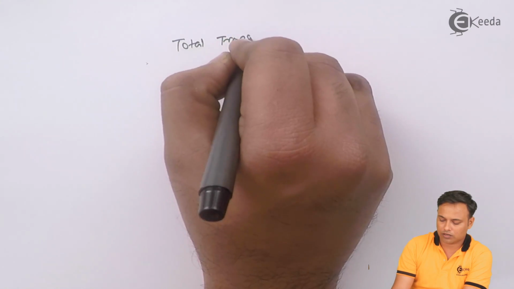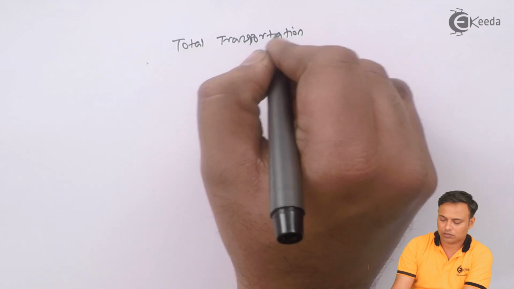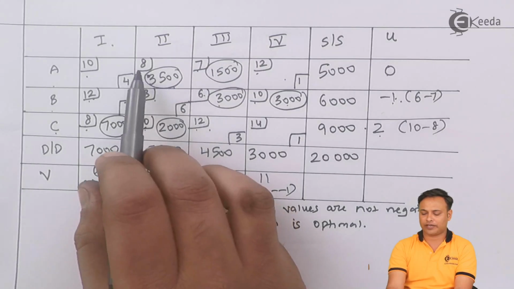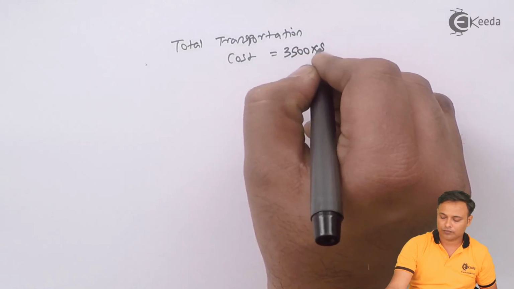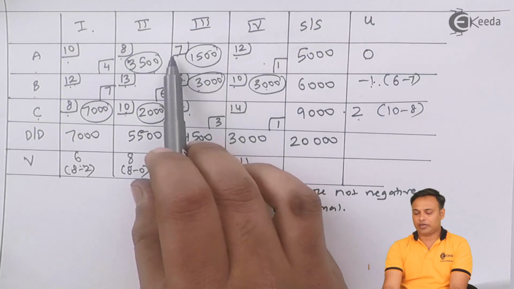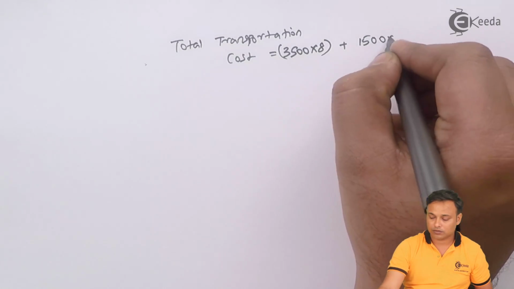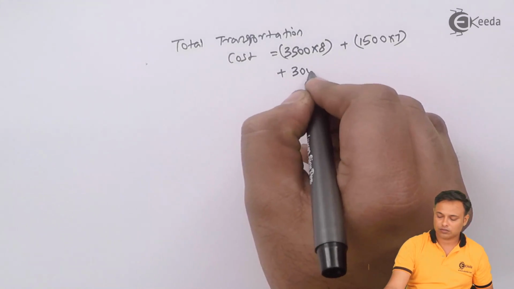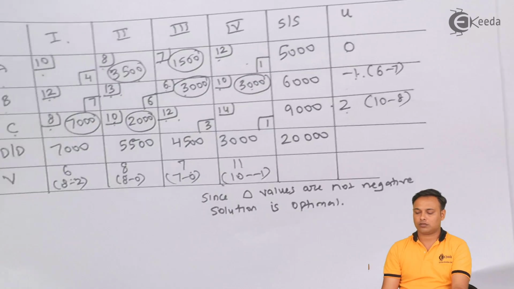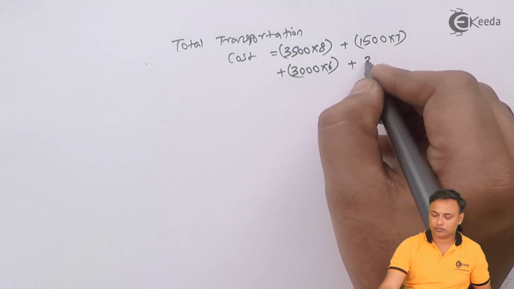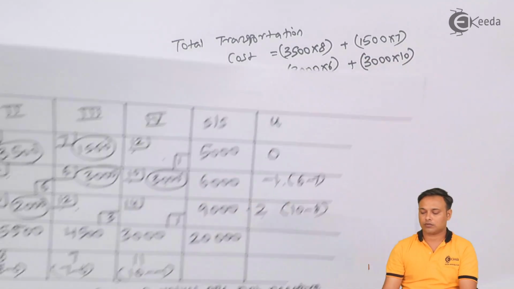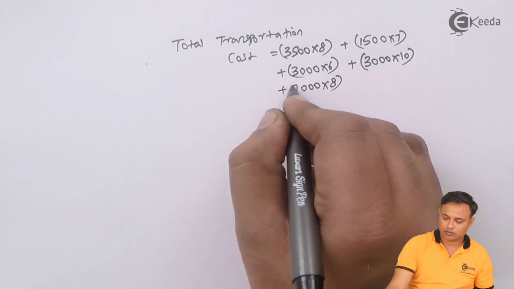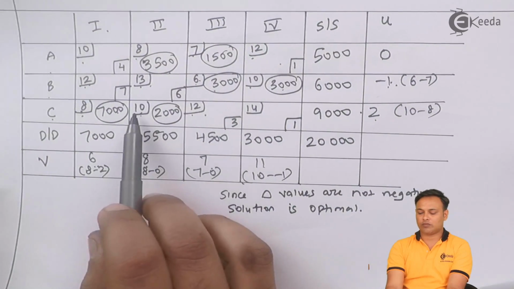Total transportation cost or the shipping cost will be equal to, but you simply multiply the allocations with the cost. 3500 multiplied by 8. 1500 multiplied by 7. 3000 multiplied by 6. 3000 multiplied by 10. 7000 multiplied by 8. 2000 multiplied by 10.